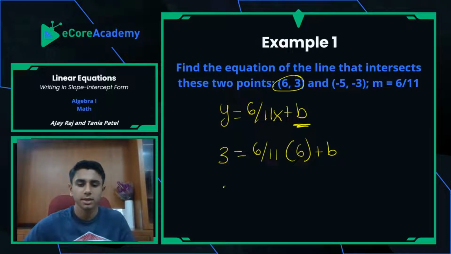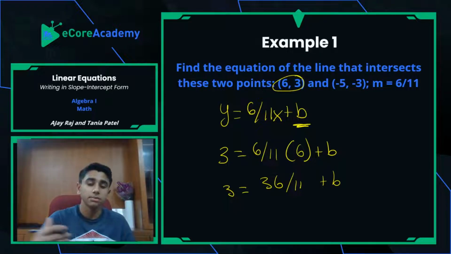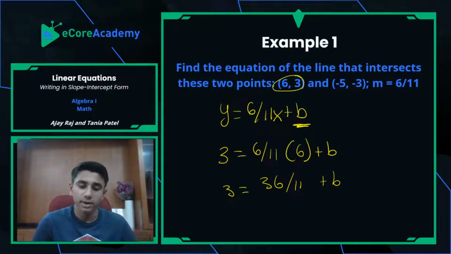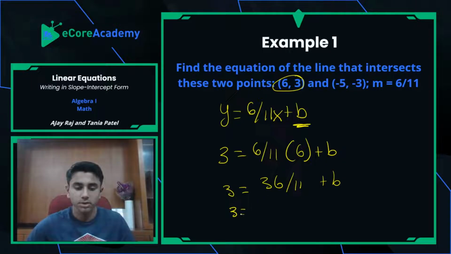Now when we do that, we get that 3 equals 36/11 plus b. We know that 11 times 3 is 33, so that we know it's going to be 3 and 3/11 in this case. So we're just going to multiply that, subtract that value out. So 3 equals 3 and 3/11 plus b.